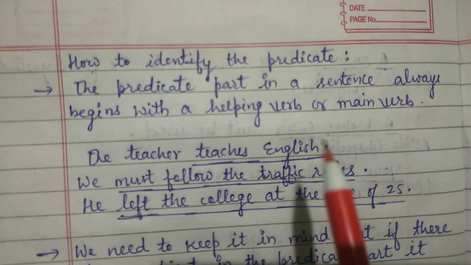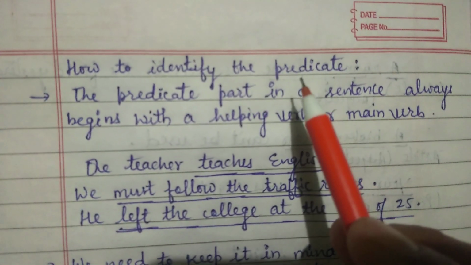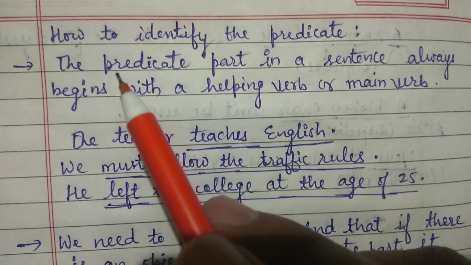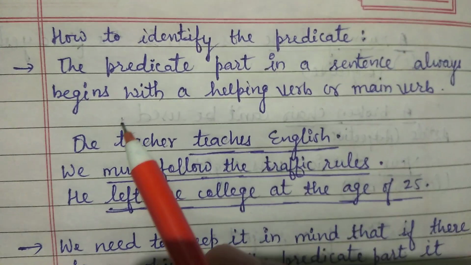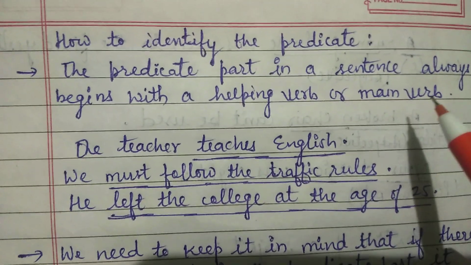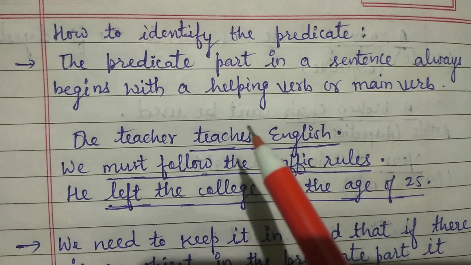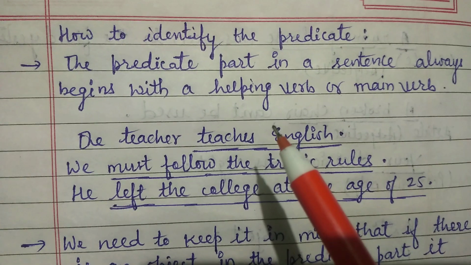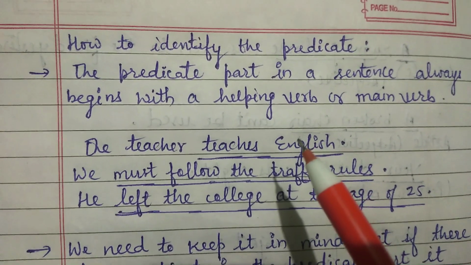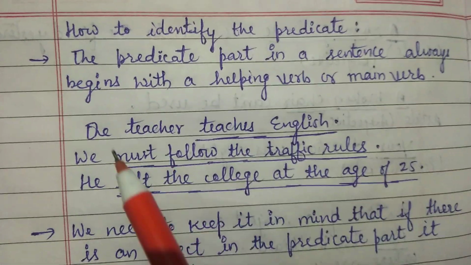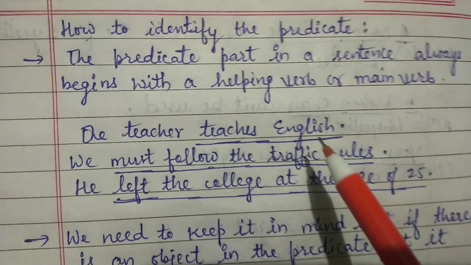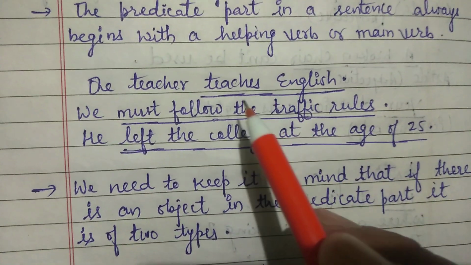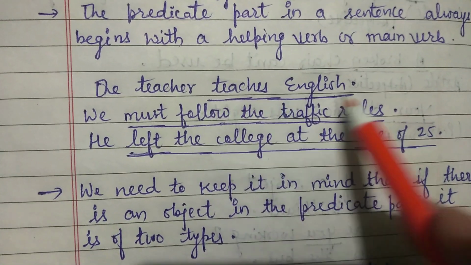Now it is time to know how to identify the predicate in a given sentence. The predicate part in a sentence always begins with a helping verb or a main verb. We know that helping verbs are is, are, was, were, has, have, had, do, does, did, or any modal can be used as a helping verb. So, the teacher teaches English. Teaches is the verb. So from this part it is the predicate.